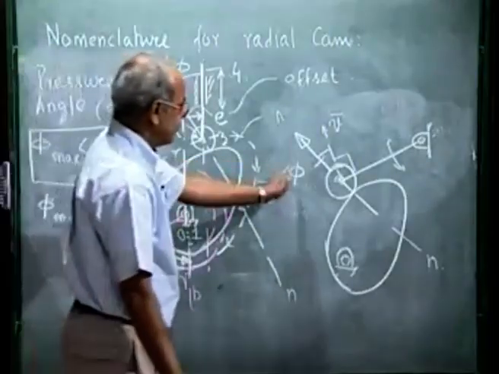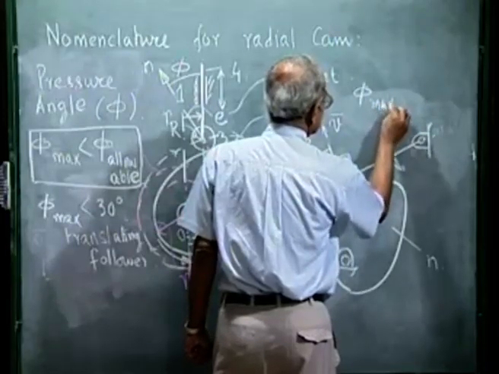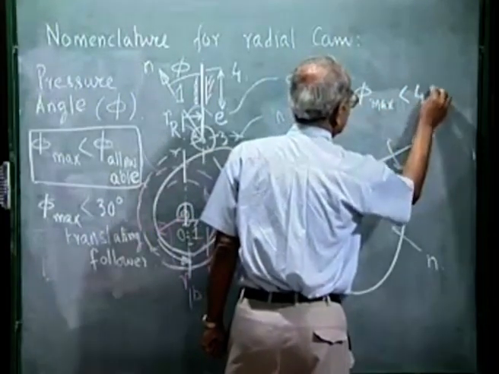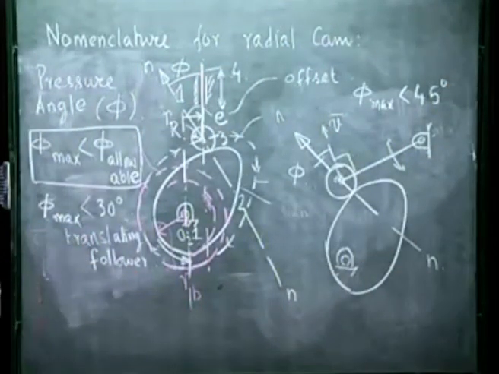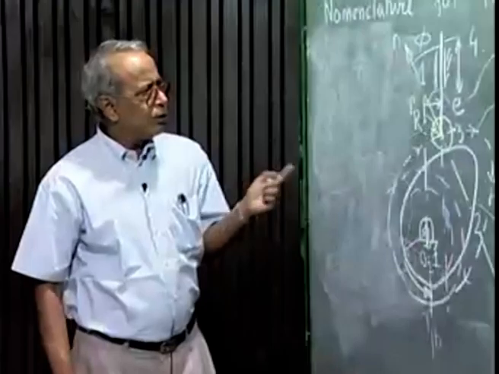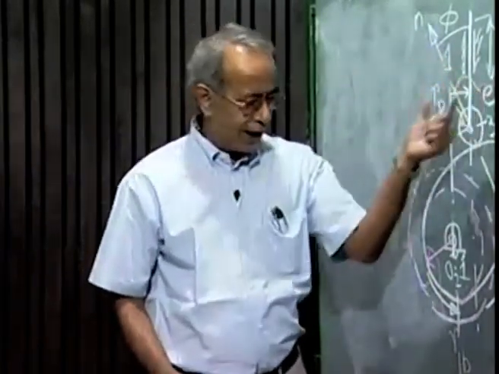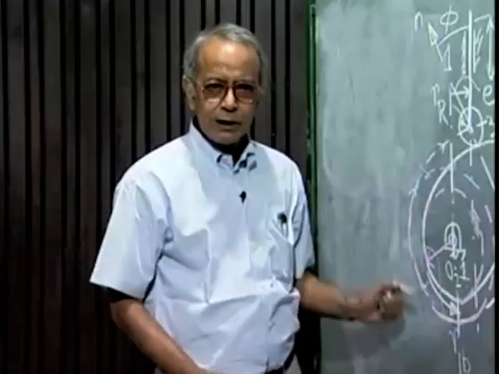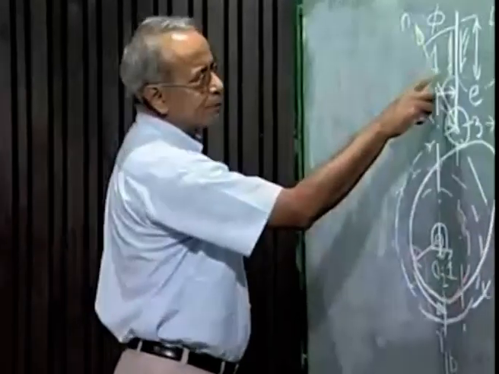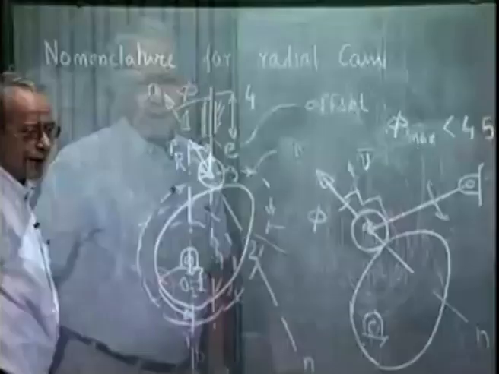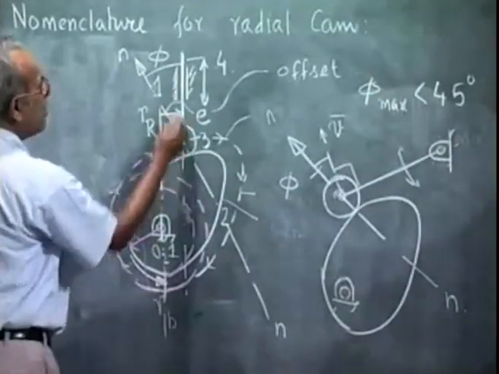For such oscillating follower, the pressure angle is less important, and phi max should be less than 45 degree, whereas for translating follower, phi max is less than 30 degree. Now that we know what is pressure angle, we will be able to appreciate why this offset is given in a particular direction depending on the direction of the cam rotation. If we remember that there is a spring which tries to push it back, pressure angle is more critical during the upward motion of the follower.